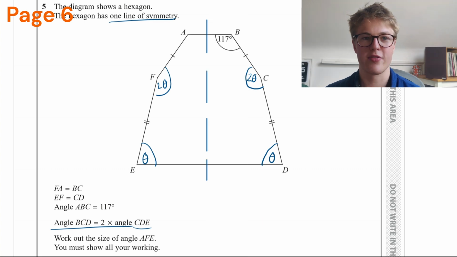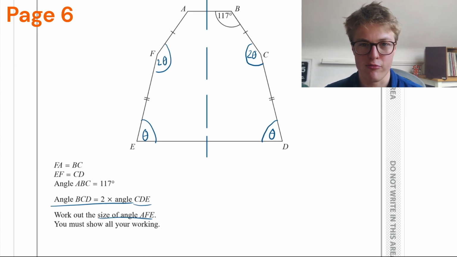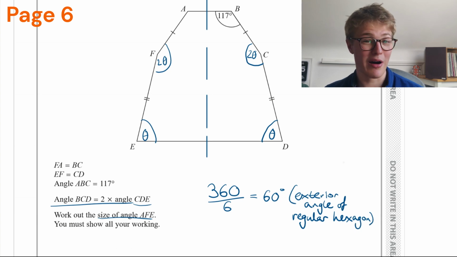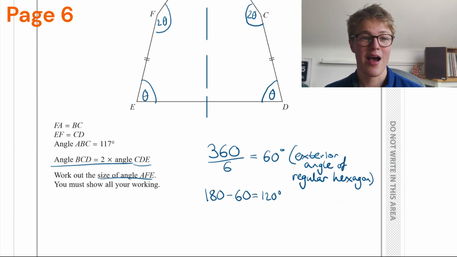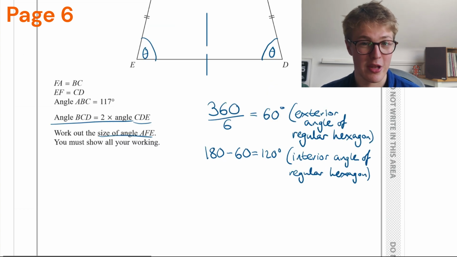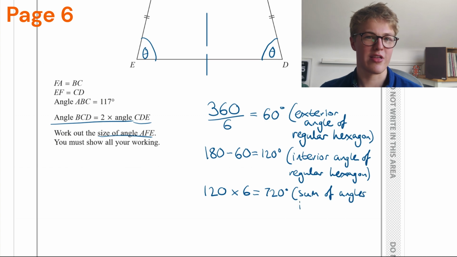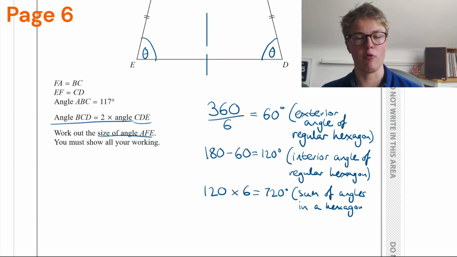So I've marked out the diagram, I've drawn my line of symmetry, and now we can calculate the angles within a hexagon. The way I did this is I calculated the exterior angle of a regular hexagon by doing 360 divided by the number of sides, which is 6. That gave me 60. Then to find the interior angle, I did 180 minus 60 to get 120. And then I did 120 times 6, because there's 6 interior angles in a hexagon, to make 720. And if there's 720 degrees in a regular hexagon, that is going to be true of all hexagons.